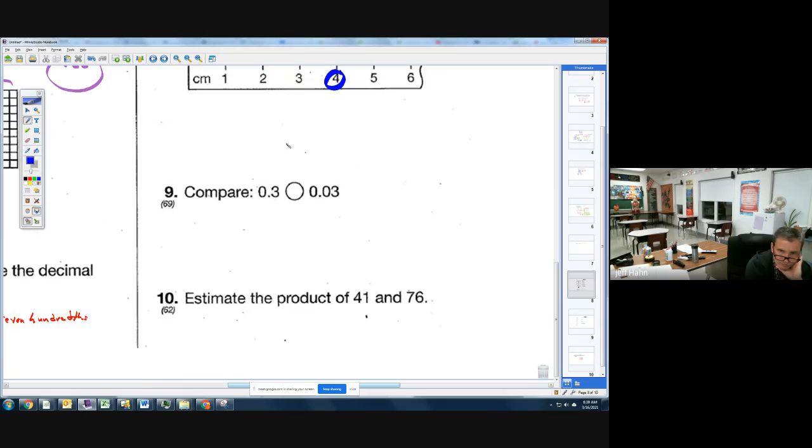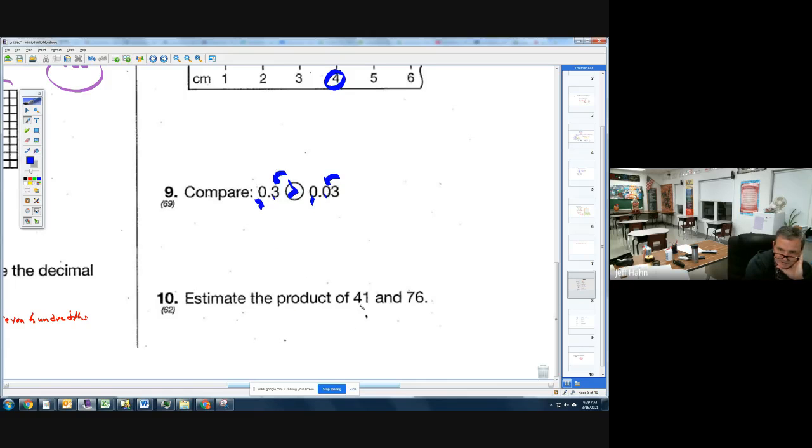Problem number 9, even though it might look like they're equal, they are not. Remember, if you're comparing, you look at the numbers in front of the decimal, and they're both zeros, so you can't look there. The first digit after the decimal here is a 3. The first digit after the decimal there is a 0. This, no matter what happens, will be bigger than the other one because the 3 is in the tenths place, and that has nothing in the tenths place.